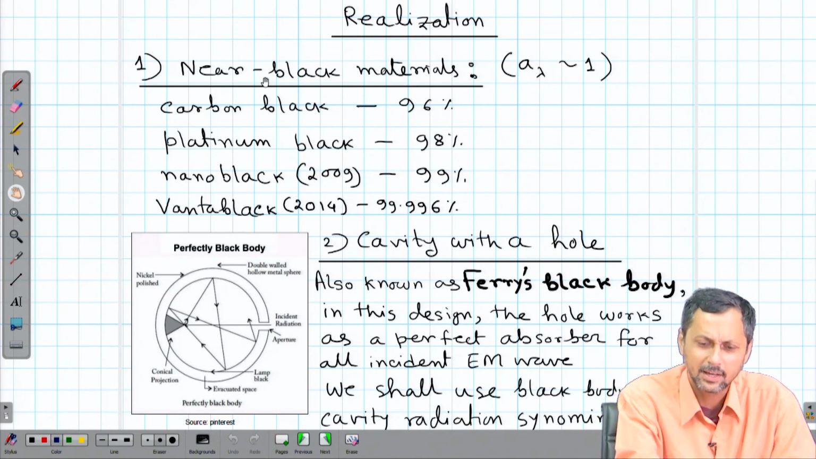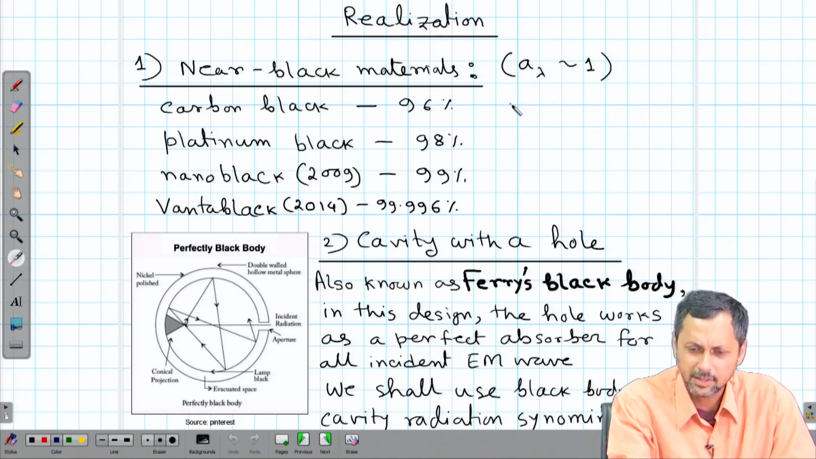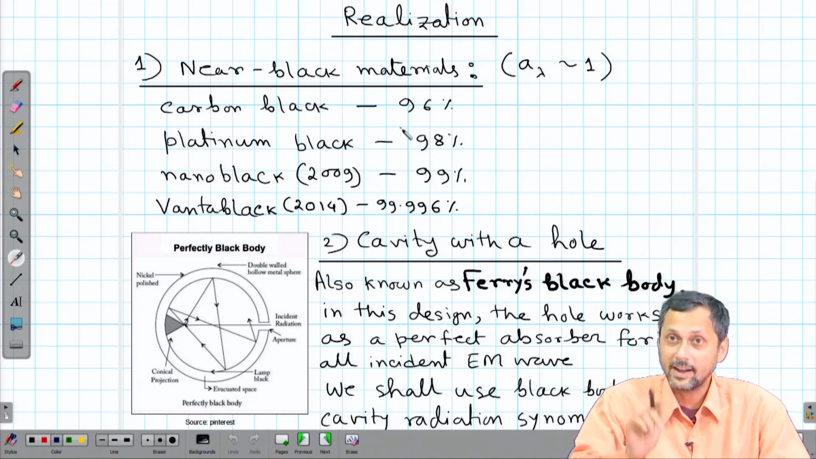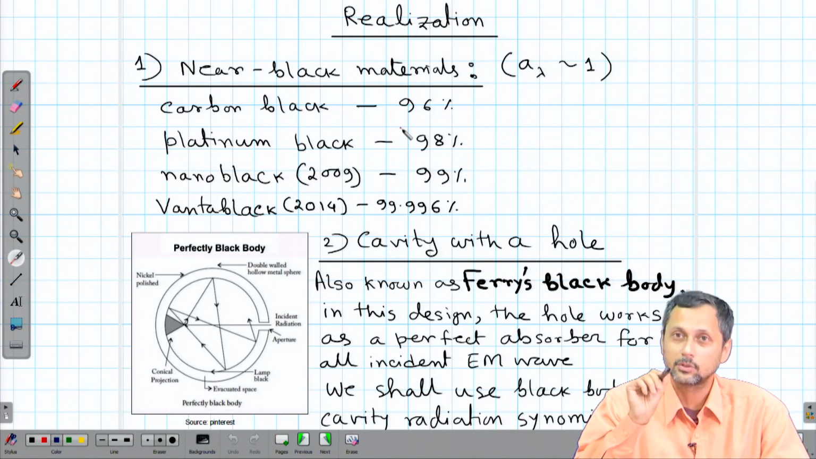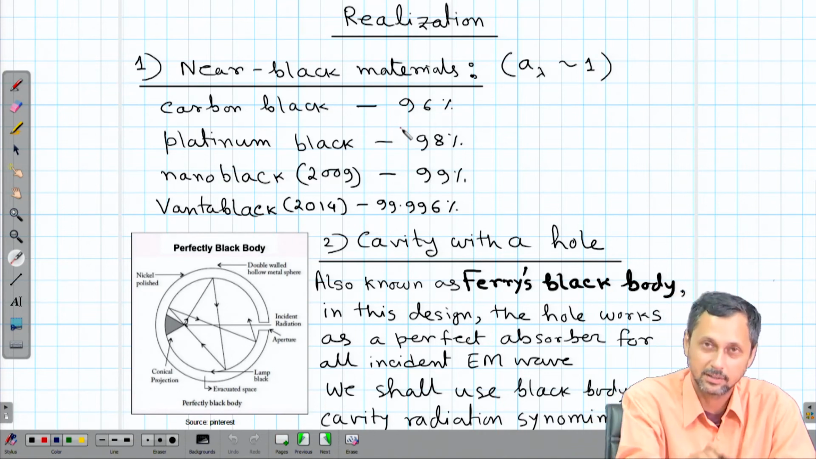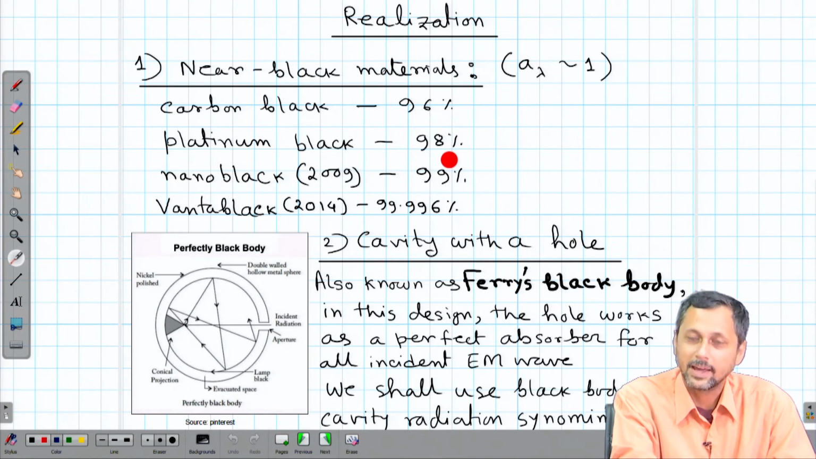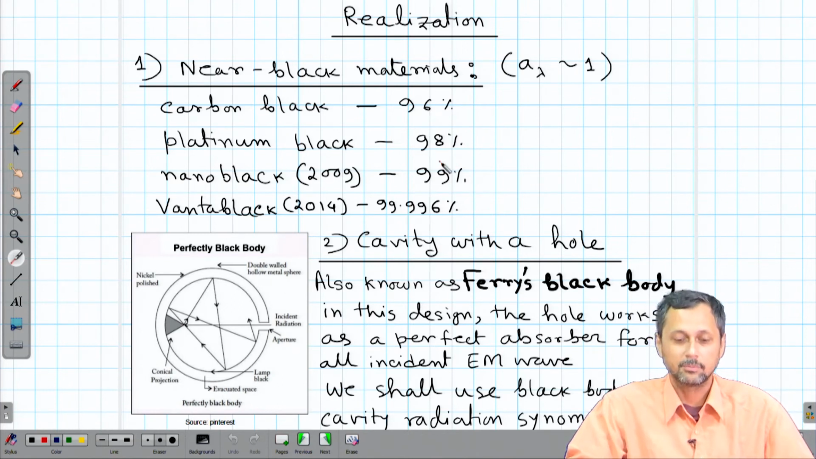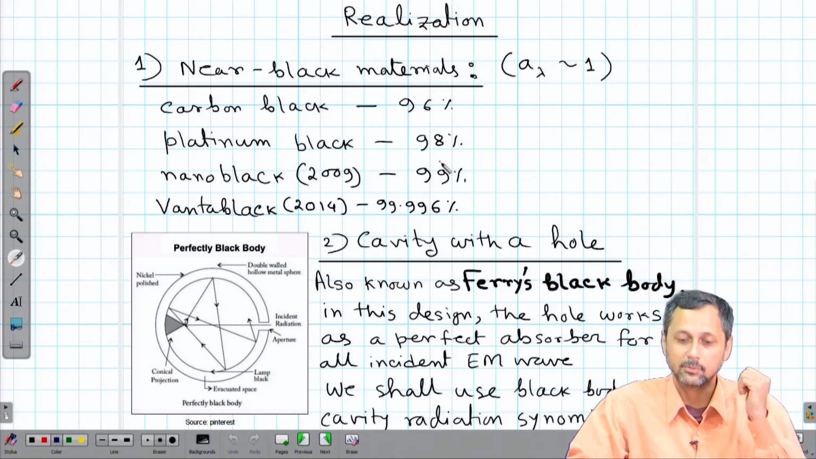Now, carbon black has an absorptivity A lambda equal to 96%, and that is across wavelengths, and that eventually means carbon black is also a good emitter. Okay, I will come to that later on. Platinum black, similar to carbon black, is processed platinum powder, which absorbs 98% of radiation of all wavelengths that falls on it.